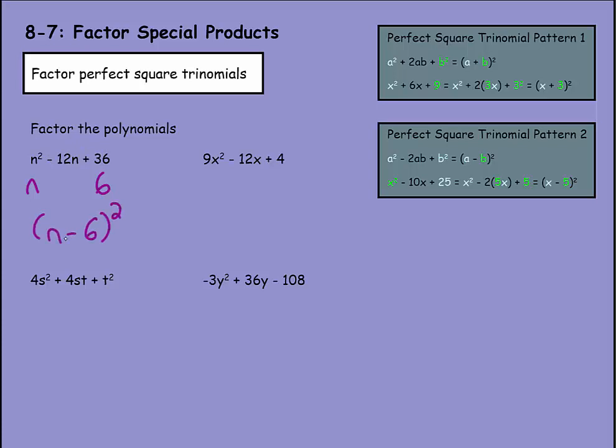You can always check your work by saying negative 6 times n would be negative 6n, times 2 would be negative 12n. So that does work out.